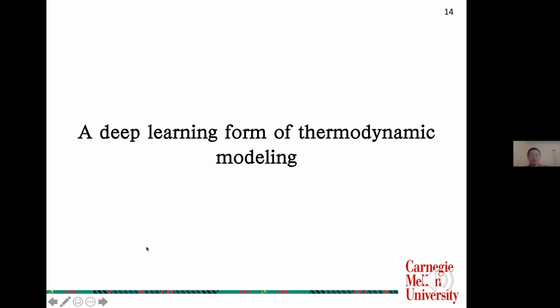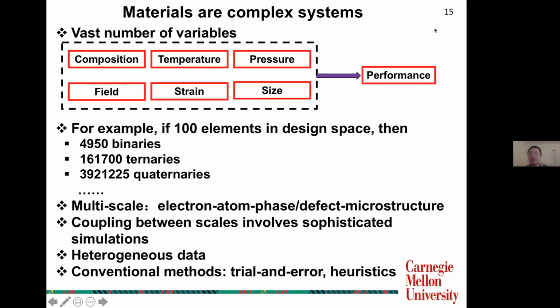Next, I will talk about how we can use deep learning to machine learn the thermodynamics of materials. The first point is that a material is a complex system. There are a lot of variables here. You can change the composition, temperature, pressure, and fields, such as the electric field, like we did in the previous study, and also the magnetic field. You can also change the strain and the size, and all of these factors will influence the performance.